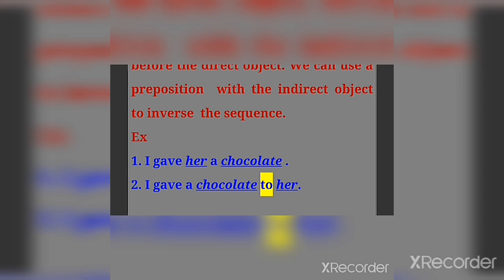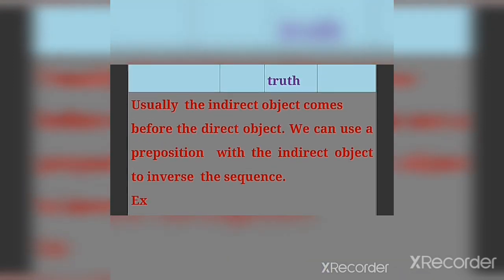How? See here. I gave her a chocolate. Okay, so in this sentence, I is the subject, gave is the verb, her becomes the indirect object, and a chocolate is the direct object. So I gave her what? Direct object will be chocolate, and the chocolate was given to whom? So her is the indirect object. That is very simple to identify. And then after, in the second, I gave a chocolate to her. Okay, so here you can see that we have used a preposition to show the indirect object. Okay, that is explained here.